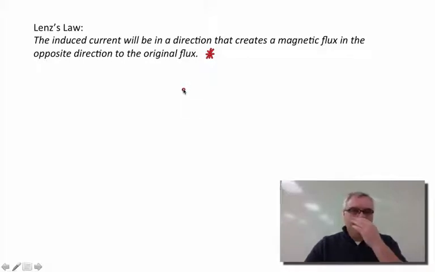Quite often you might be asked on a question to justify the direction of the current, and you could say it's because, according to Lenz's law, the induced current will be in a direction that creates a magnetic flux in the opposite direction to the original flux. So how do we actually apply this?